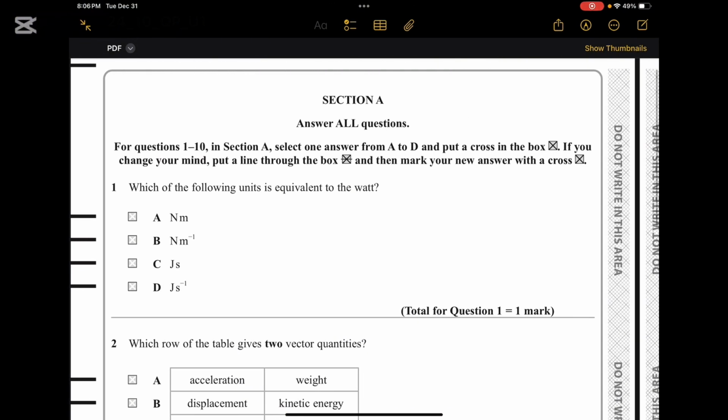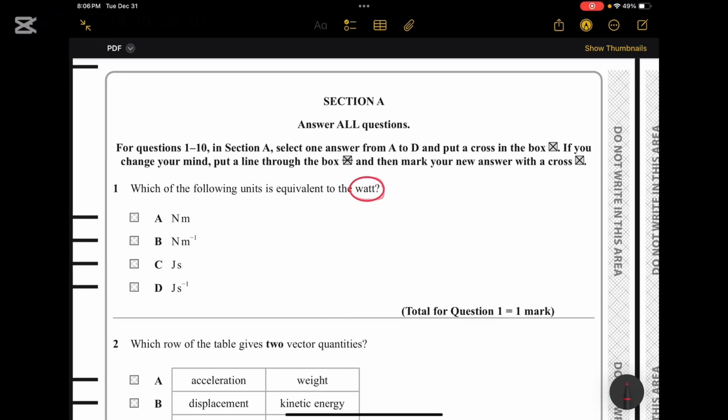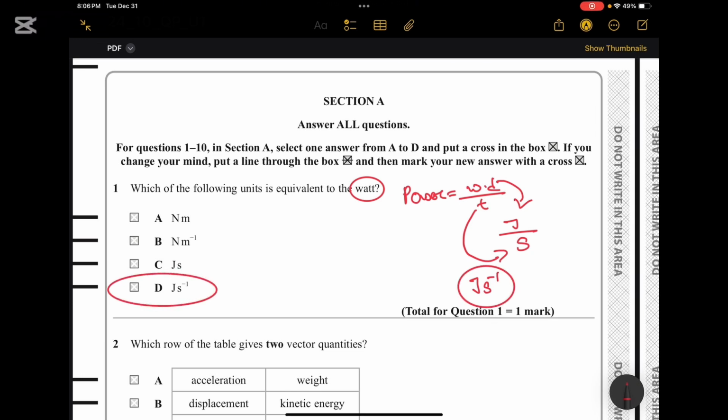So in our first question they have given: which of the following units is equivalent to the watt? We all know the only thing whose unit is watt is power. We know power's unit is watt. So okay, we can write down the formula. Power is equal to work done divided by time taken. So the unit of work done is joule and the unit of time is seconds. So we can say joule s minus 1 is going to be the unit. So this is going to be our correct answer.